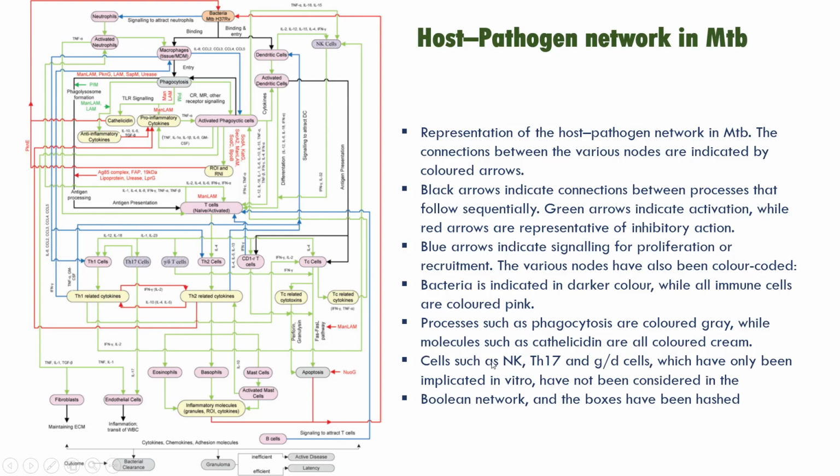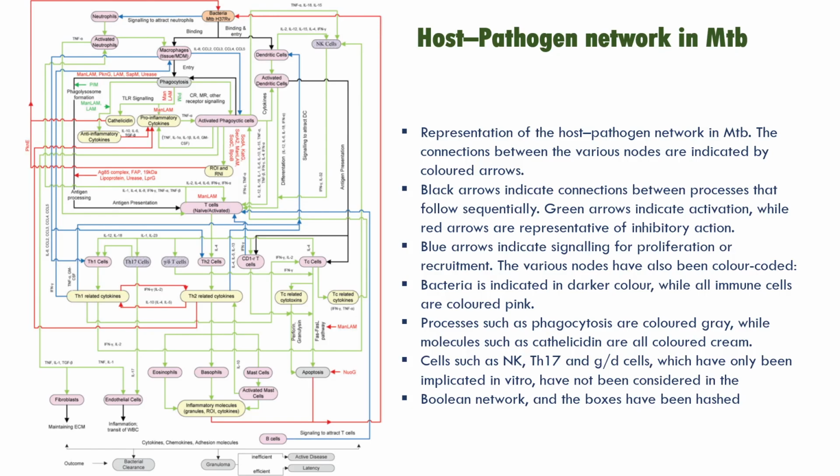And the cells NK, TH17, and GT cells. So NK here, TH17, and gamma delta cells. These are pronounced as gamma delta, not GT. Anyway, these are only implicated in vitro, and they have not been considered in the Boolean network. And all the boxes have been hashed. So basically, this is how the network looks.